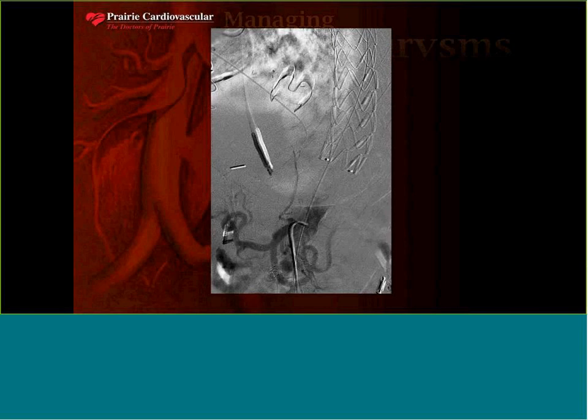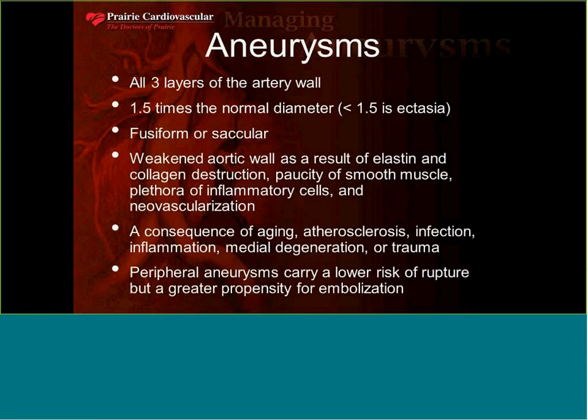Thoracic aneurysm. Three layers of the artery wall. An aneurysm is defined as 1.5 times the normal diameter. The normal infrarenal aorta is usually 2 centimeters, so 1.5 times, or 150%, is 3 centimeters or more. That's an aneurysm. Okay.